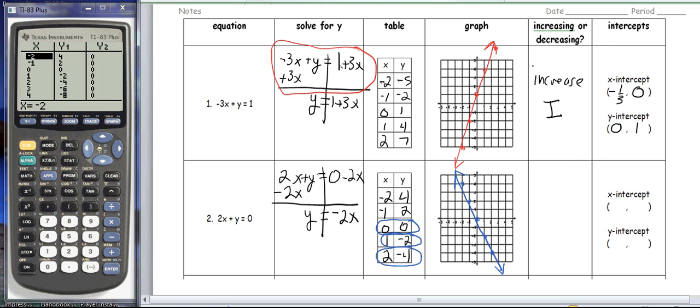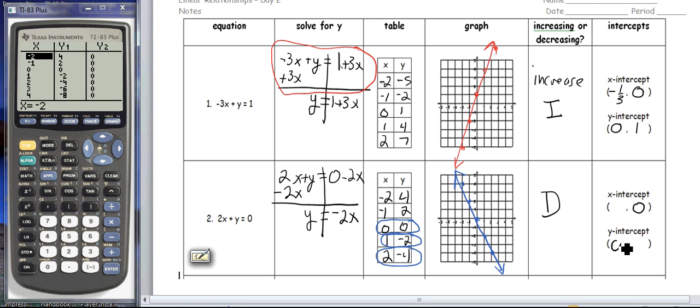So now if I start on the left and I look at my line and I start going to the right, left to the right, I have to stay on the line. I'm going down, so it is decreasing. Remember, x-intercept, y is 0. Y-intercept, x is 0. So let's look at this. When my y is 0, my x is 0.